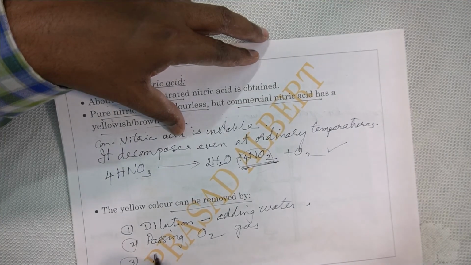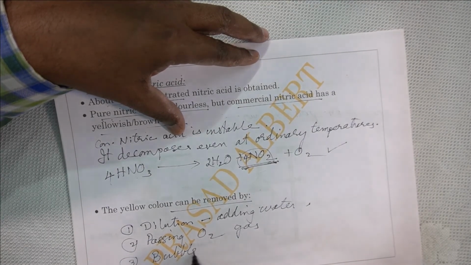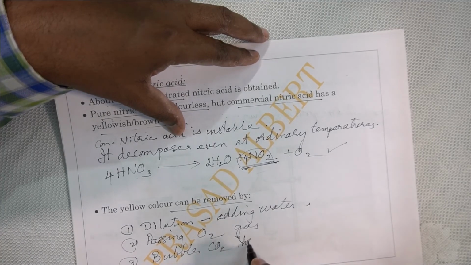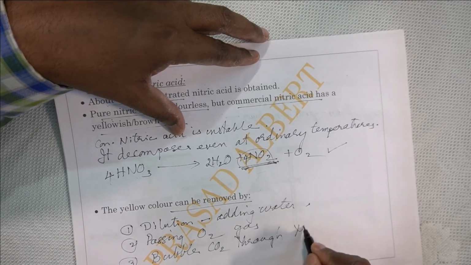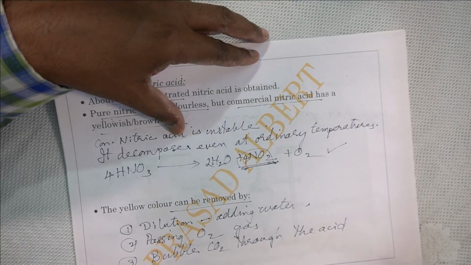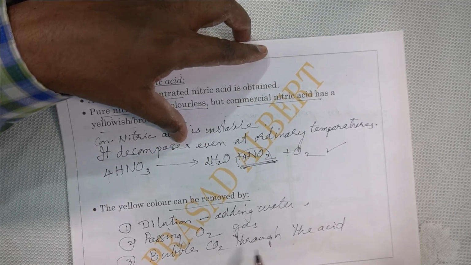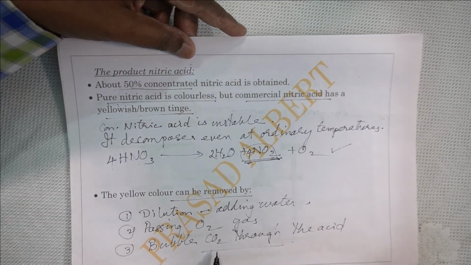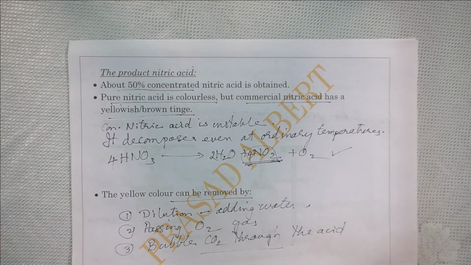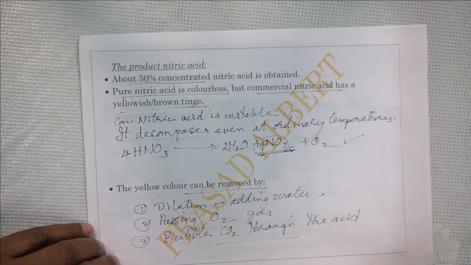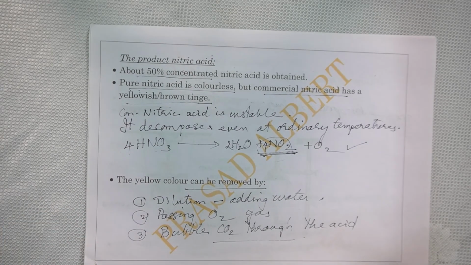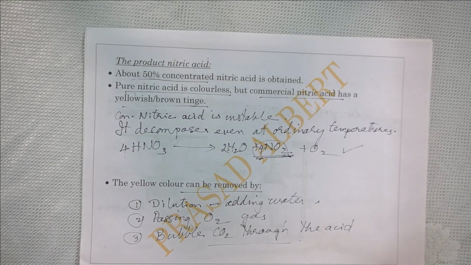The third thing is to bubble CO2 through the acid. So you can pass carbon dioxide gas, and carbon dioxide being a heavy gas, it will drive out the NO2. It will escape into the air, so the solution will not have NO2, the color is lost. So it becomes colorless once again. So that is how you can remove the color of the commercial nitric acid, even though it is chemically not necessary, as the reactions will not change due to the color. So that is something that you can understand.